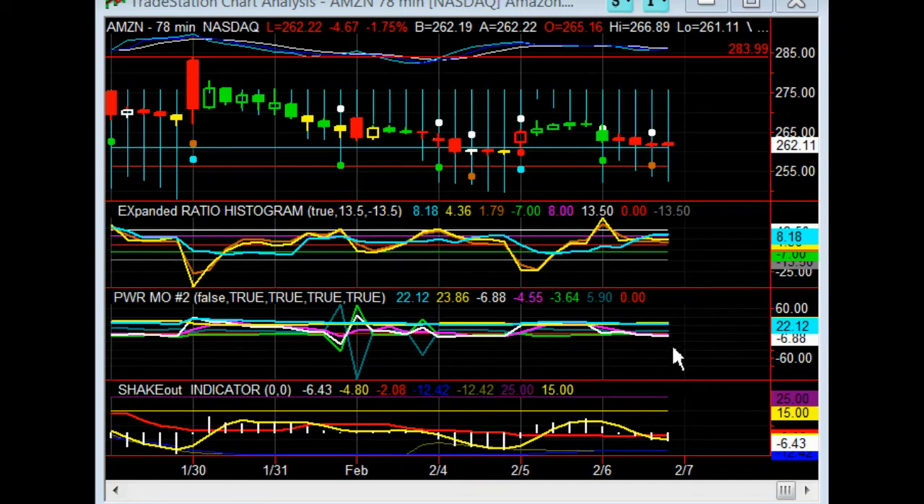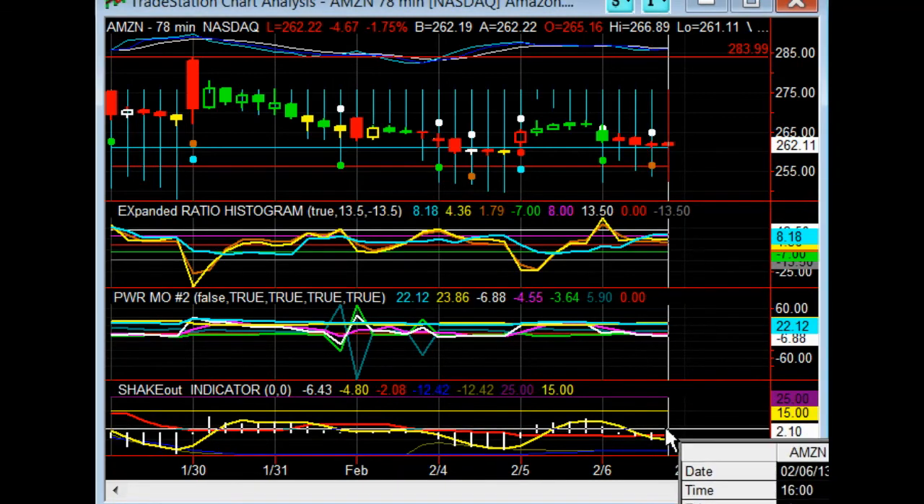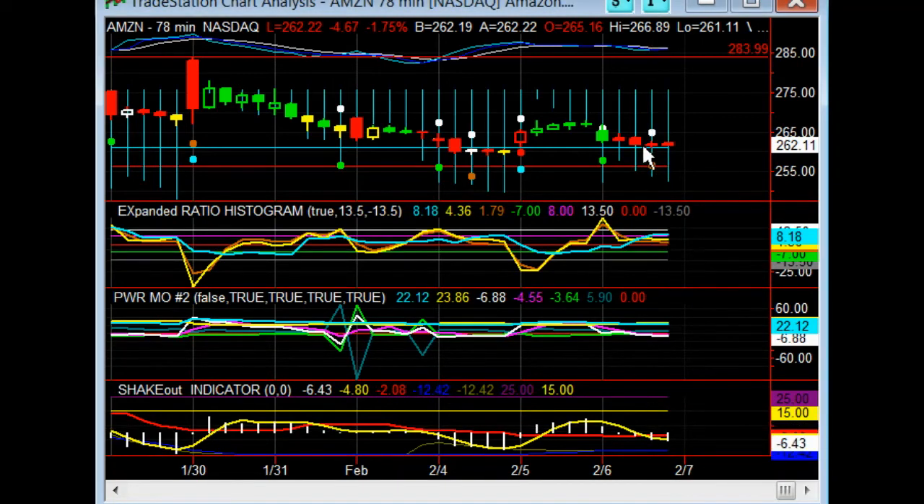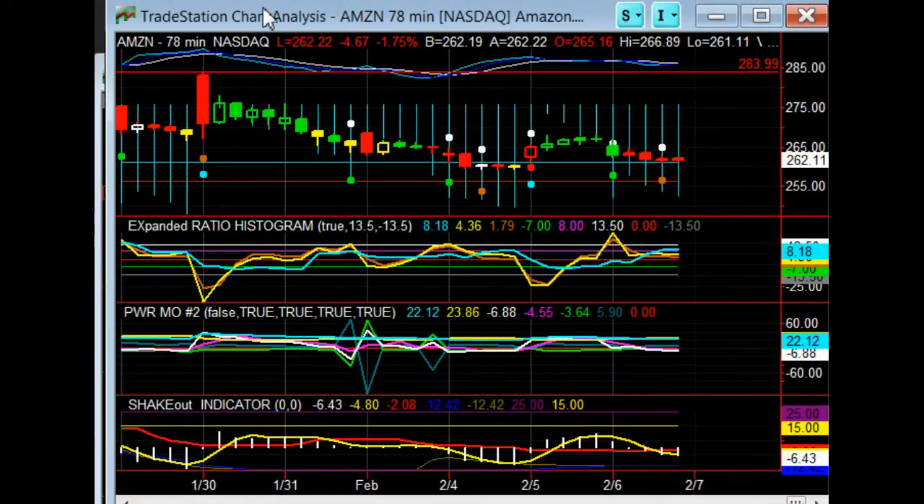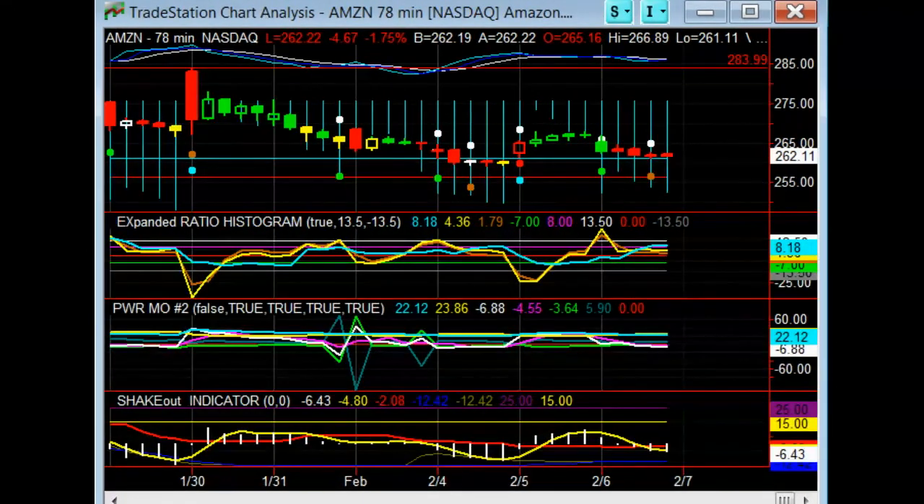Yeah, it's oversold there. I don't even have an increase in no shakeout improvement yet. So no, you just have to wait. It's not good. It's not horrible, just not good.